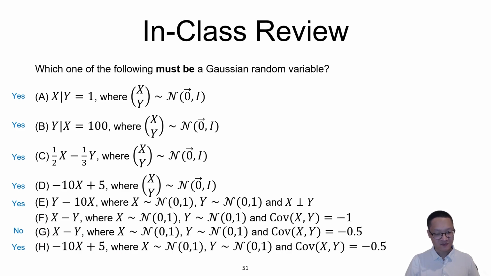Finally, that brings us to F. F looks exactly like G, except that we are given a covariance of minus 1. This is kind of a trick question, but interestingly, that turns F into a yes. X minus Y in this case is actually Gaussian. This one requires a bit of work, so let's do that.